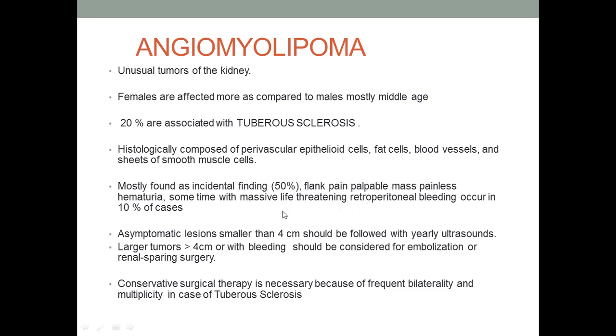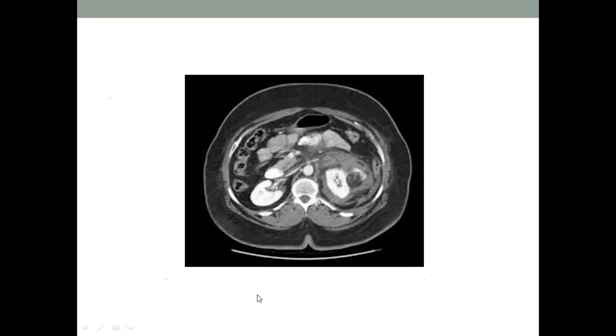usually presents as an incidental tumor, and can present as a flank mass, hematuria, and sometimes it can be associated with massive retroperitoneal bleeding, needing urgent intervention. Usually it is small in size, less than 4 centimeters, and diagnosed on ultrasound, but it can be a larger tumor, more than 4 centimeters, which requires embolization or some kind of conservative surgery. And we have to do possibly a conservative surgery because it can be bilateral and it can be multiple, like in tuberous sclerosis. Here you can see the tumor, very well outlined.